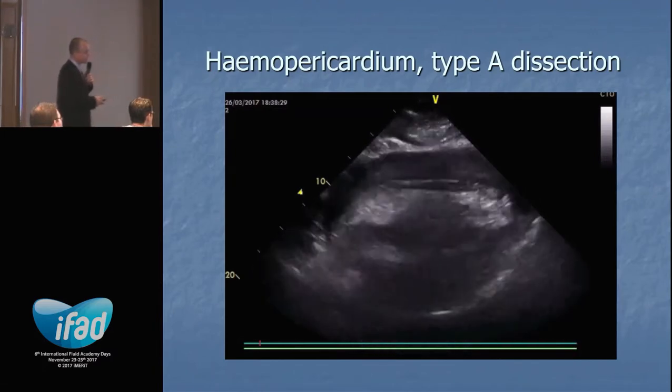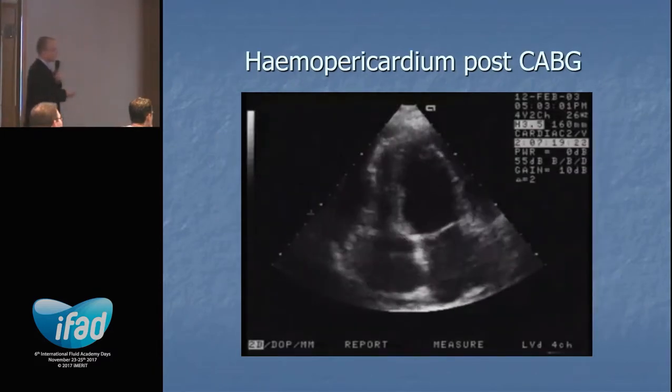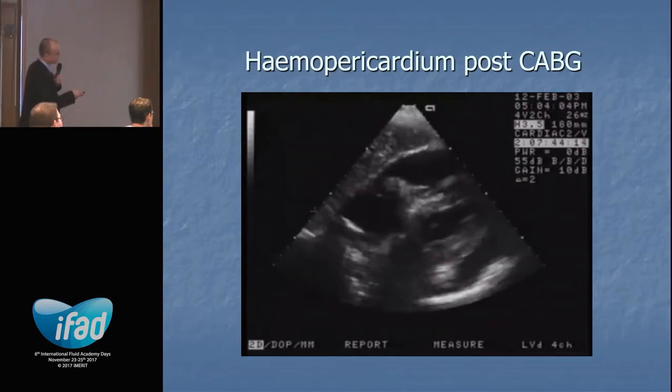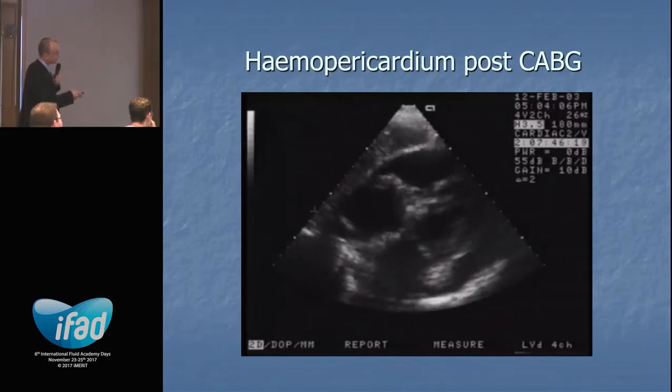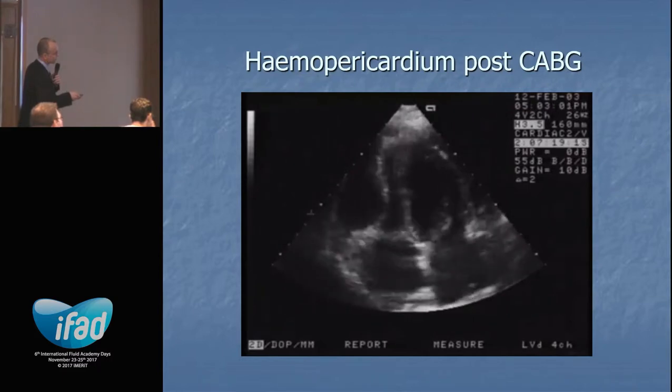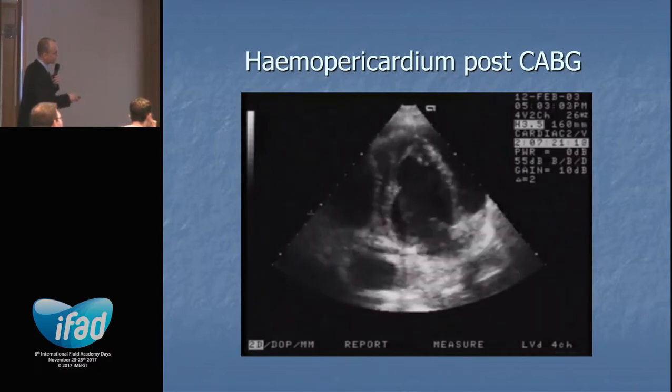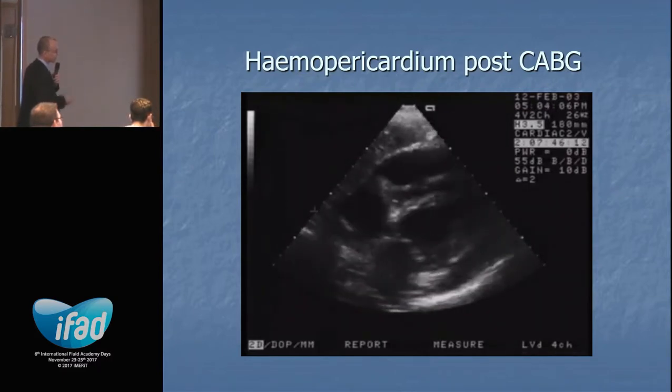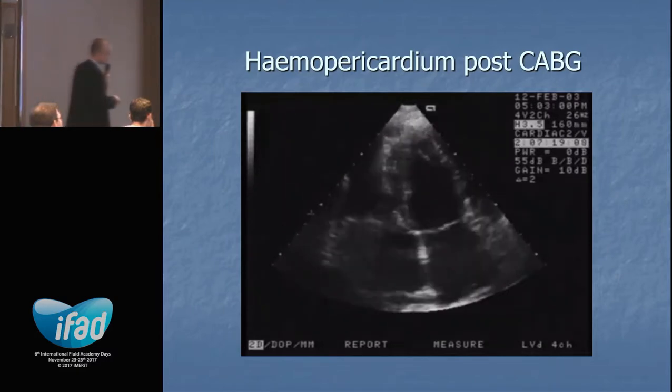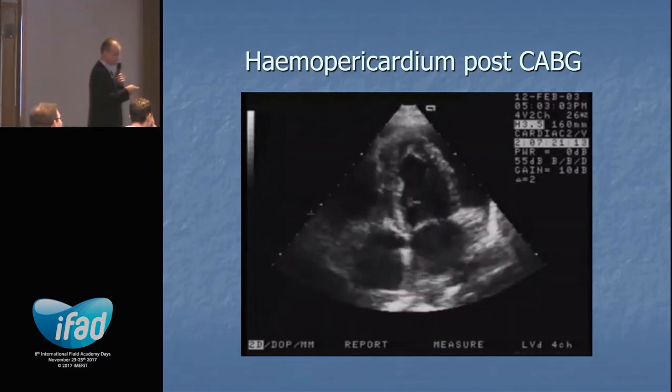This is the subcostal window. This is a bit atypical. You see there's a buckling and a massive collapse of the right ventricular free wall, and this is circumferential fluid. However, if you look at the atria, they are not collapsed. So this is a ventricular tamponade in a patient after cardiac surgery.